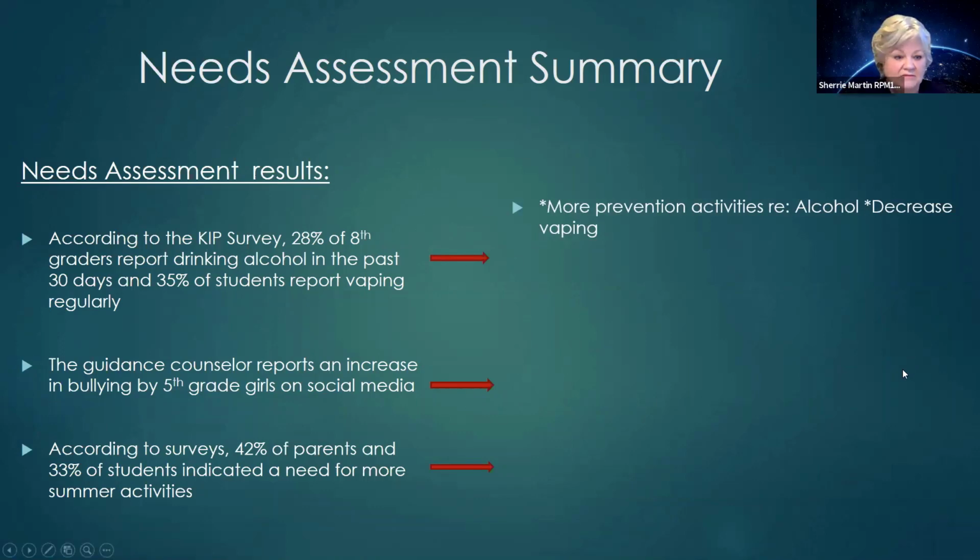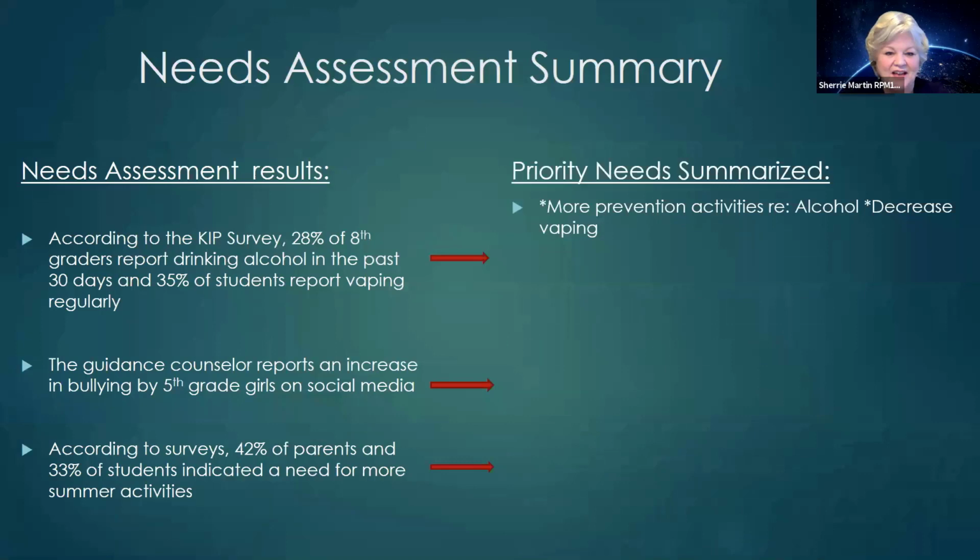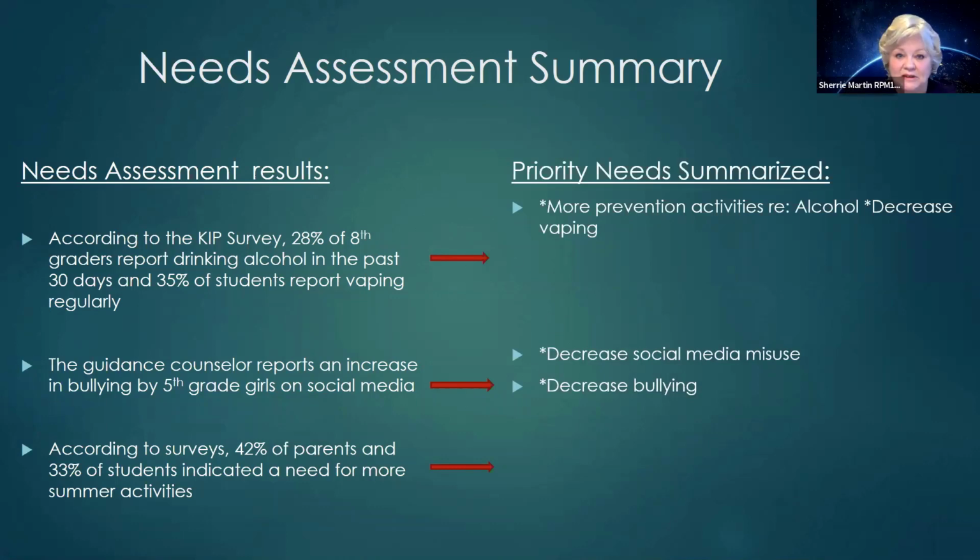So another data statement: the guidance counselors reported an increase in bullying by fifth grade girls on social media. So what would be the top needs that you summarize in some brief points that bubble to the top here? Another click. So you want to decrease social media misuse and decrease bullying.